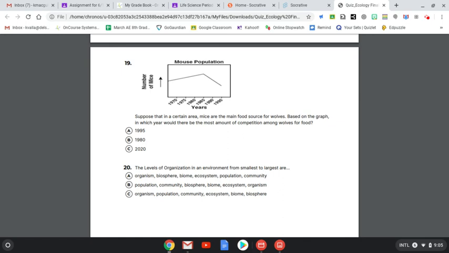And the last question. The levels of organization in an environment from the smallest to the largest are A, organism, biosphere, biome, ecosystem, population, community. B, population, community, biosphere, biome, ecosystem, and organism. Or C, organism, population, community, ecosystem, biome, and biosphere. That is all.